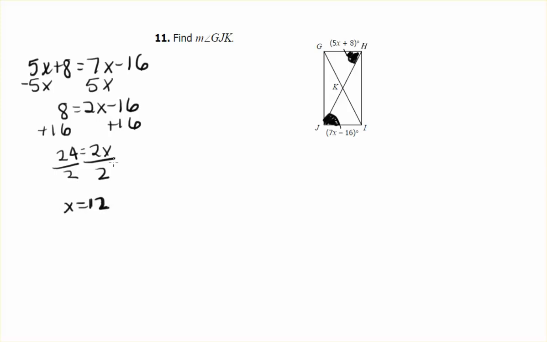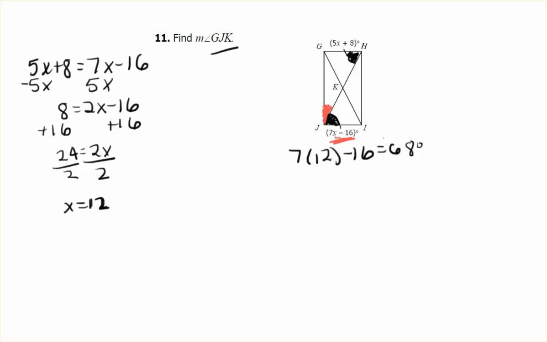So I'm not done yet. It asked me to solve for angle GJK. So G to J to K would be this inside one. So how could I get that inside angle measurement? Well, if I know what x is, I could substitute it into this equation right here and get this angle measurement. So I'm going to do that first. So 7 times 12 minus 16, that'll give me 68 degrees. So this angle in here is 68 degrees.